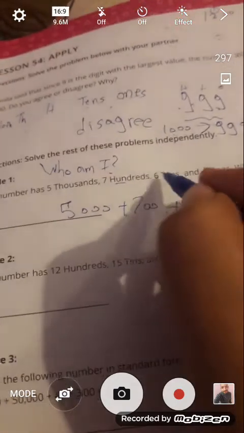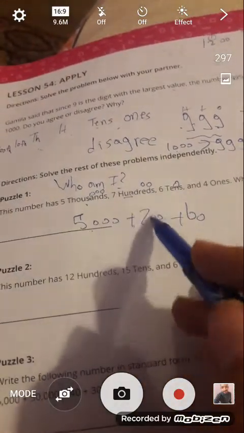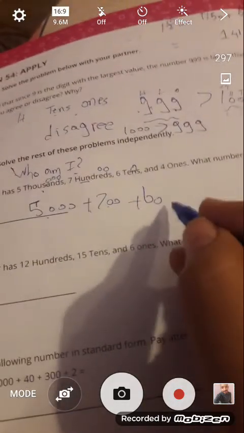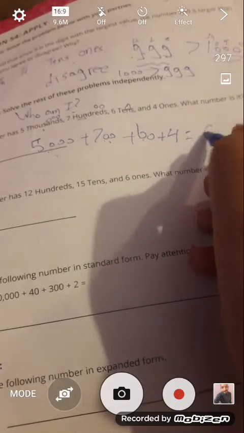60 tens. The word tens means 1 zero. The word hundreds means 2 zeros. The word thousand means 3 zeros. So in the puzzle we have 5 thousands, 700s, 6 tens, and 4 ones. 4 ones means 4. So we have 5,000 plus 700 plus 60 plus 4, which equals 5,764. This is our number, okay?